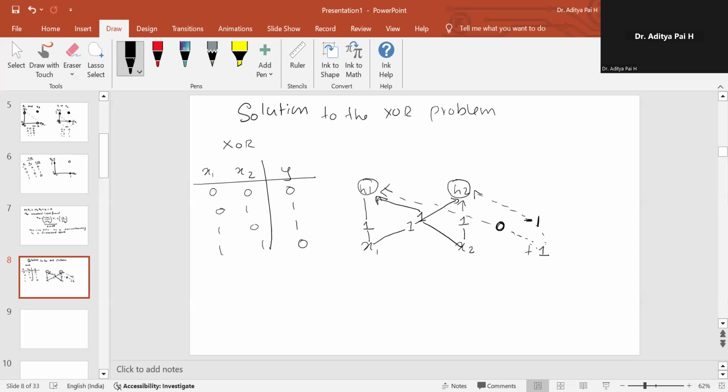Now you can see that this is my y1, the output. To this, my weights will keep changing. I can give the weight as 1, and this weight as -2, and here, the bias, which is 0, is given.